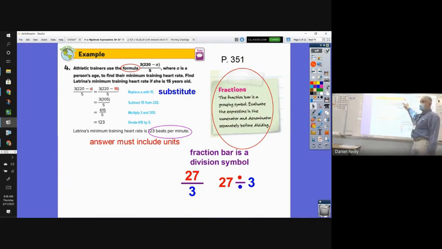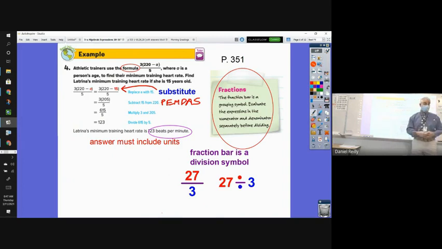It says here, a formula has to tell you what the letters represent. In this case, A is the person's age, okay? So to find your minimum training heart rate, it depends on how old you are, and you put your age in and then you calculate it, okay? So the steps are the same as what we just did. Substitute, that's this step. Put the number in for A if you're 15 years old. Then use the order of operations. Inside the parentheses, this comes out to 205, then you multiply.